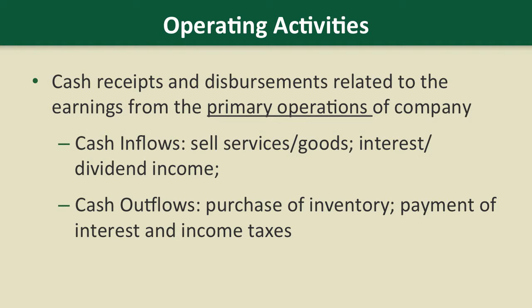First, let's talk about the operating section. This is the most important of the three sections in the statement of cash flows because in this section we record or list all the cash inflows and outflows related with the earnings from the primary operations of a company. So it is related with the daily operation of a company. The operating cash flow is also called the lifeblood of a company.